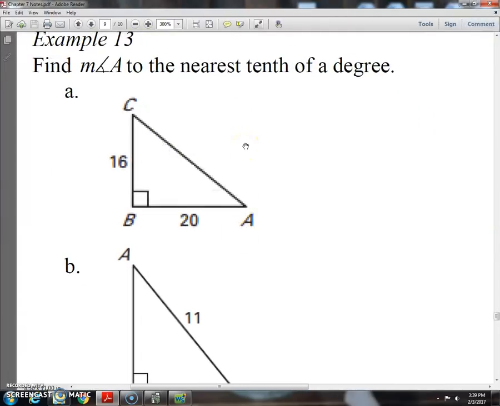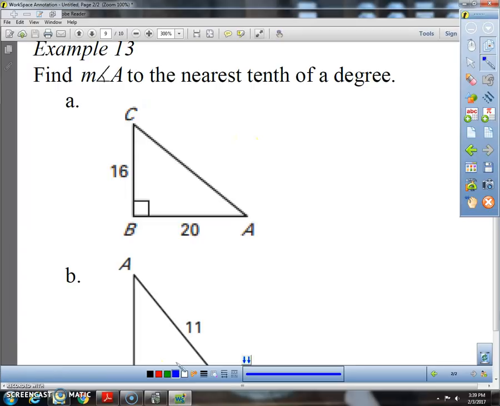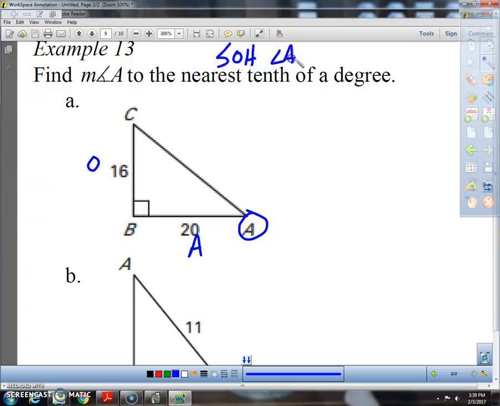Find the measure of angle A to the nearest tenth of a degree. All right, so we've got our angle. Just like before, it depends on the angle that you have. It's in reference to the angle. Look at the two sides we have. 16 we know is the opposite. 20 we know is the adjacent. So just like before, we're thinking SOHCAHTOA. Opposite and adjacent is the tangent. So what do I know in this situation? I know that the tangent of angle A is equal to opposite 16 over adjacent 20.